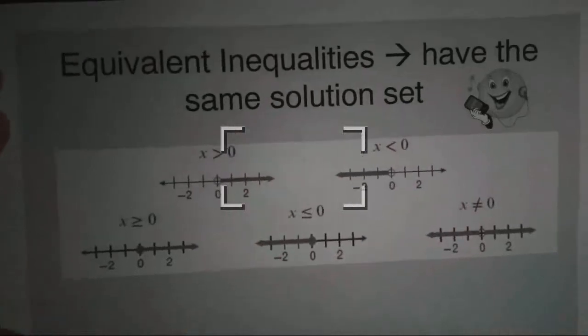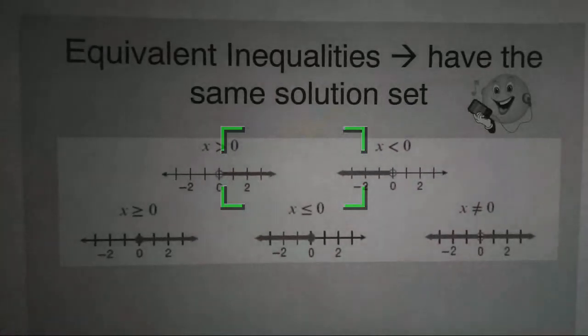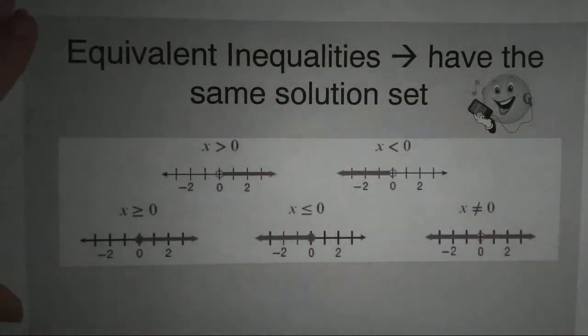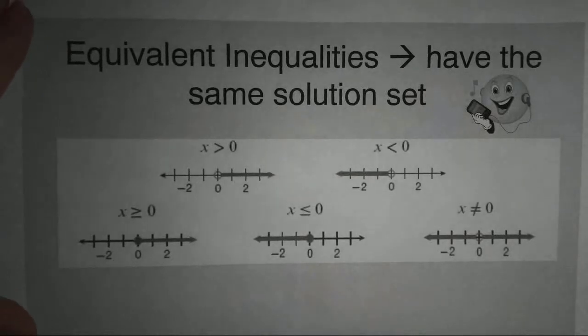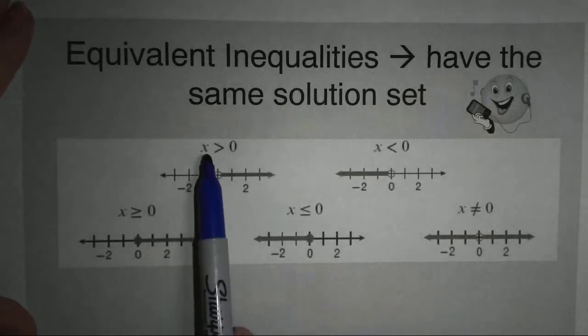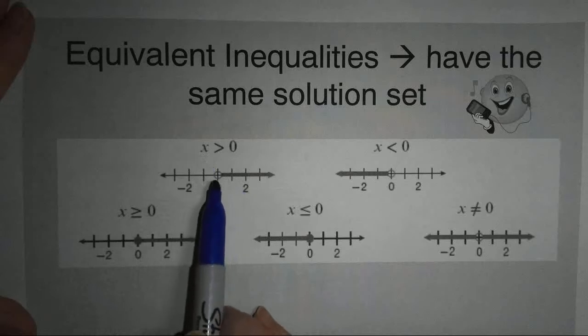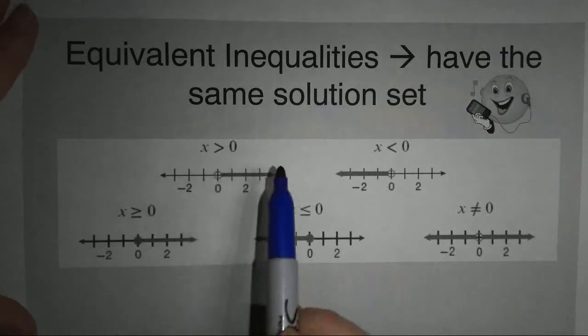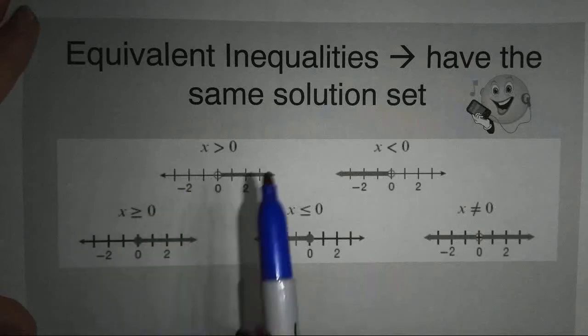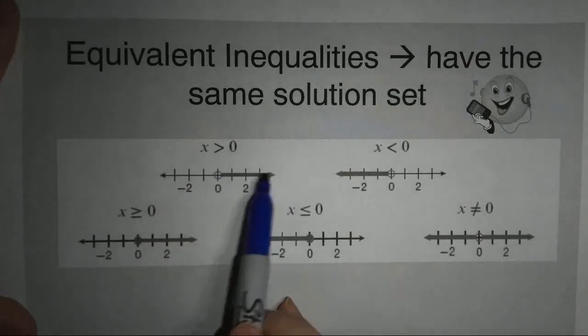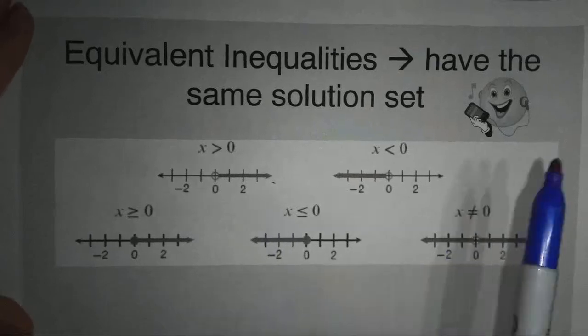All right, so sometimes we have equivalent inequalities, and these are inequalities that have the same solution set. Now, here we have x is greater than 0. So see how we have an open circle here? That means that 0 cannot be included. 0 is not greater than 0, so it doesn't work in this inequality. And our arrow is going to the right because we want the numbers that are greater.